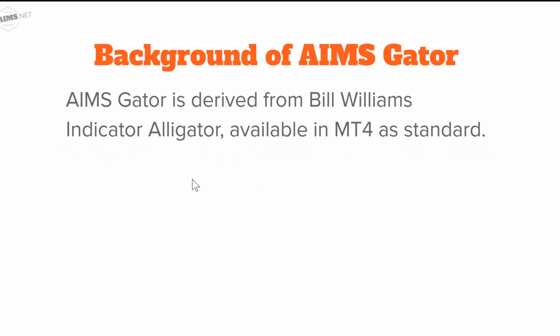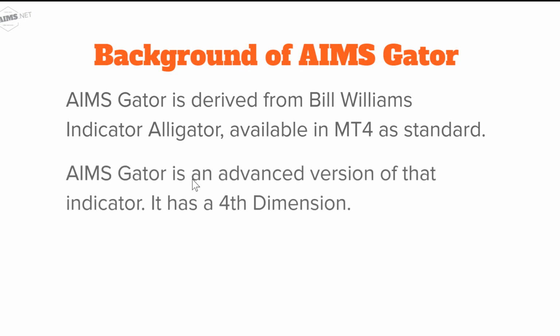So AIMS Gator is derived from Bill Williams' indicator, the Alligator, available in MT4 as standard, and you can find it in other platforms as well. The Alligator is a metaphor as well as an indicator. So AIMS Gator is an advanced version of that indicator because it has a fourth dimension. The Alligator gives us the trend direction of the current time frame, but the AIMS Gator has this added line that allows us to be in line with the 5 times higher time frame.